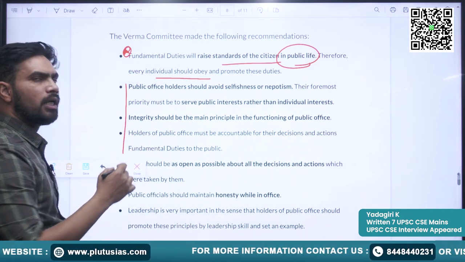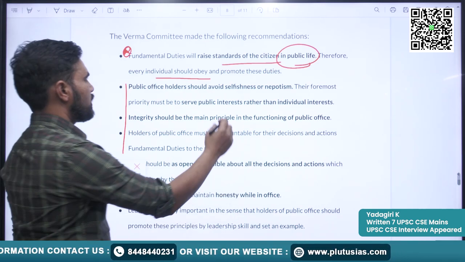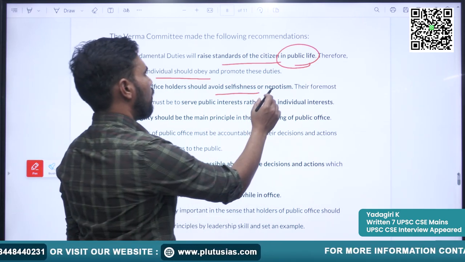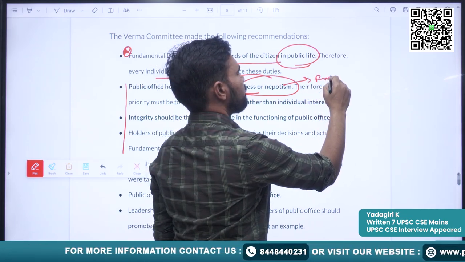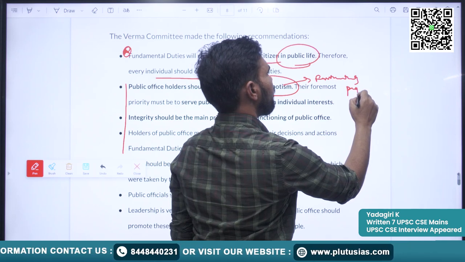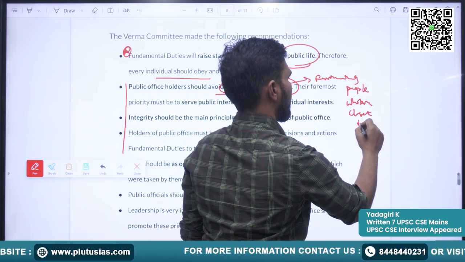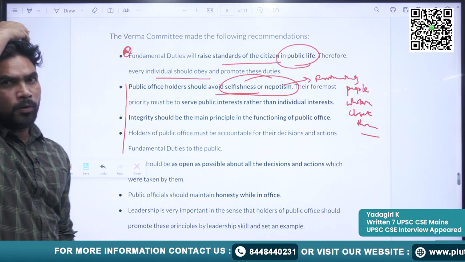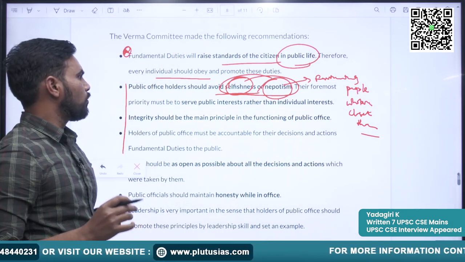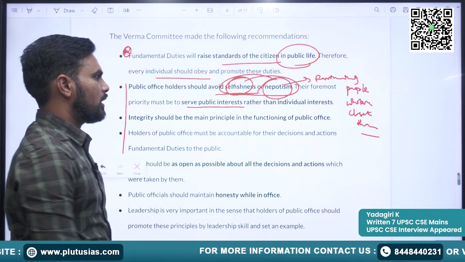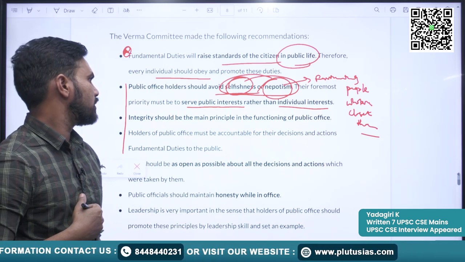Next, all other recommendations are pertaining to the persons who are holding public offices. So the committee suggested that public office holders should avoid selfishness and nepotism. Nepotism is favoring people who are close to them or related to them. Their foremost priority must be to serve the people's interest rather than individual interest. So they should ensure that they are serving the public interest, not their own personal interest, right?